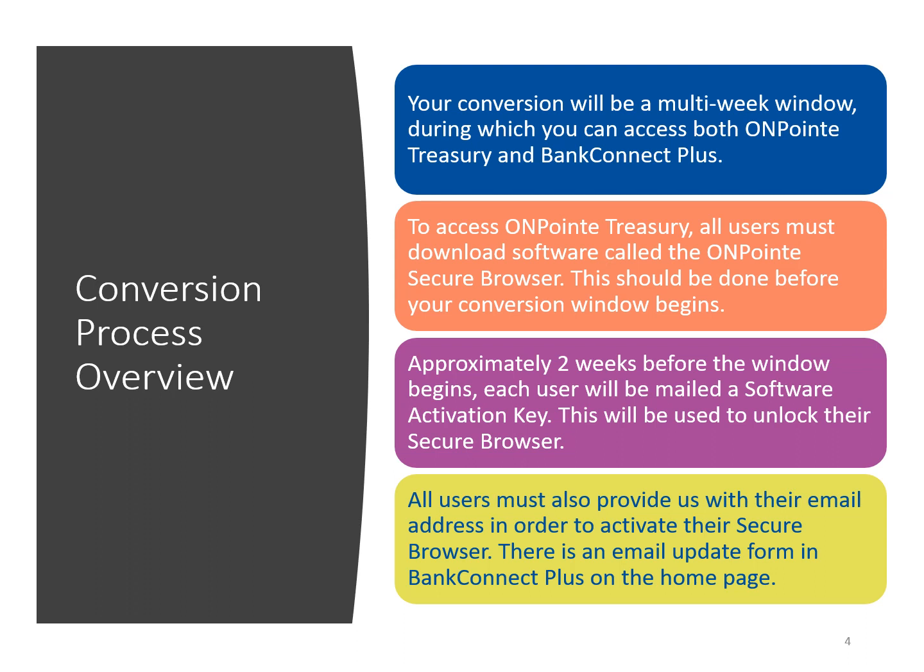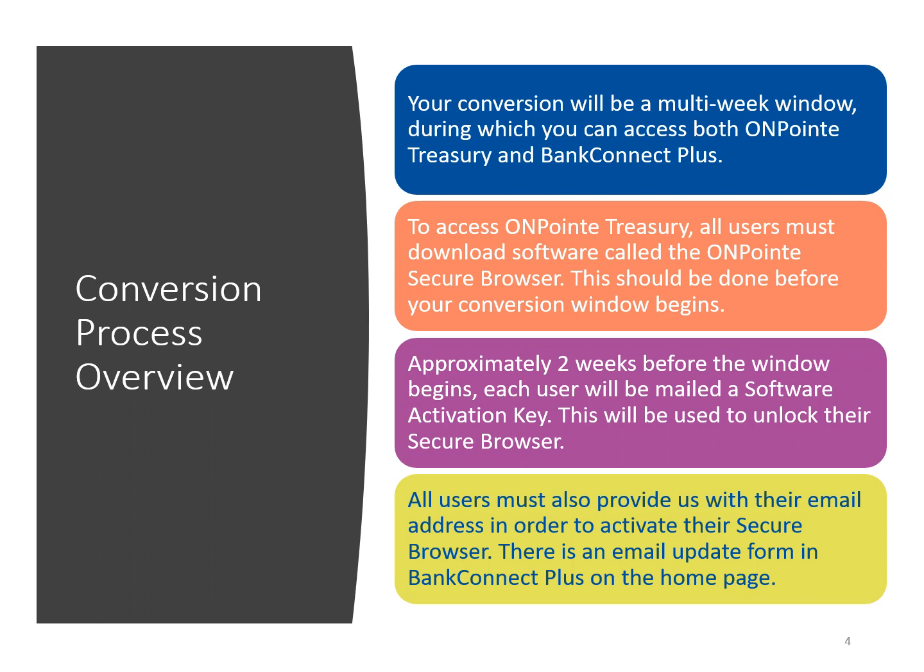To access OnPoint Treasury, users must download our OnPoint Secure Browser software. Note that they will need to have permissions to install software on their computer in order to complete this step. The download process can and should be performed before your conversion window begins. With the Secure Browser downloaded, each user must have two pieces of information in order to unlock their browser.